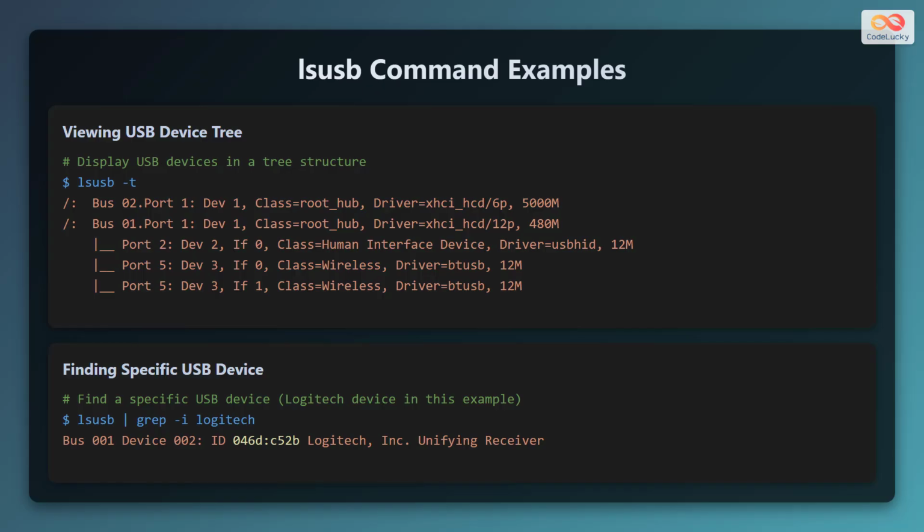Let's see some practical examples of using the lsusb command. First, viewing the USB device tree. To display USB devices in a tree structure, use the command lsusb -t. This shows the hierarchy of USB buses and connected devices. Next, finding a specific USB device. To find a specific USB device, like a Logitech device, you can use the command lsusb pipe to grep -i Logitech. This filters the output to show only the lines containing Logitech devices, highlighting the vendor and product IDs, such as 046D:C52B in this example.